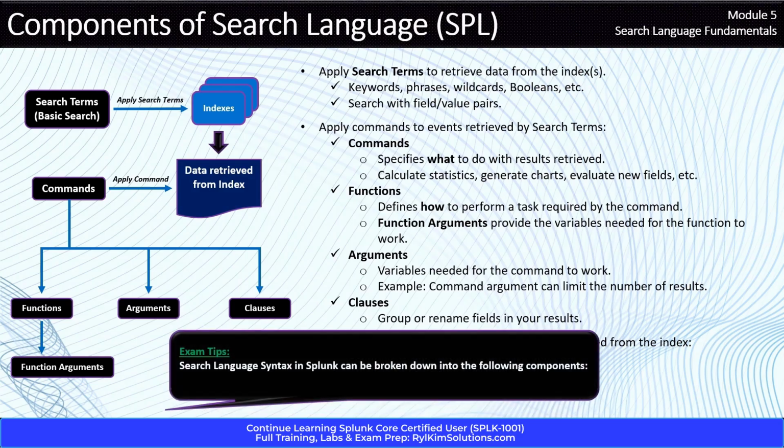Now, let's look at an exam tip here. Search language syntax in Splunk can be broken down into the following components. Here is a good answer option. You have a search term, which we've seen here. You have a pipe character. You have the command, functions, arguments, clause.